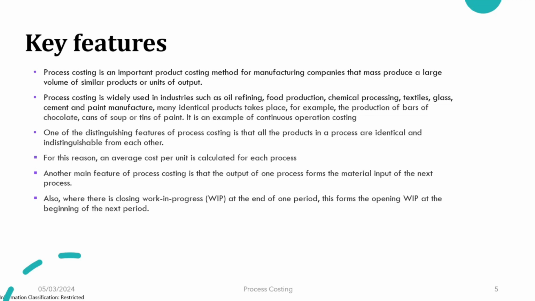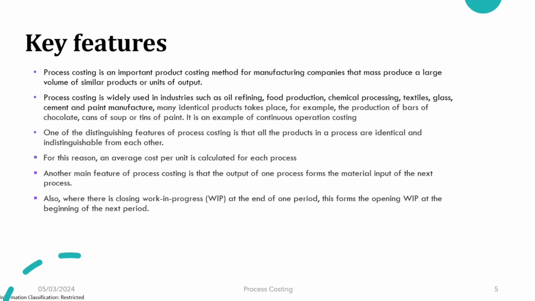Also, there is a closing work in progress, which is called WIP, at the end of one period. This forms the opening WIP at the beginning of the next period. So there is a complication in calculating process-based costs, including, as I mentioned, losses. It's quite easy to just calculate an average unit cost using the total output and the total quantity, and get the average.